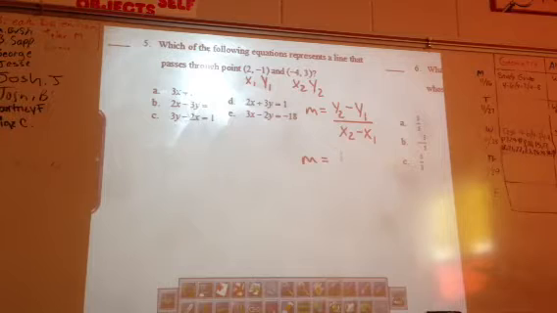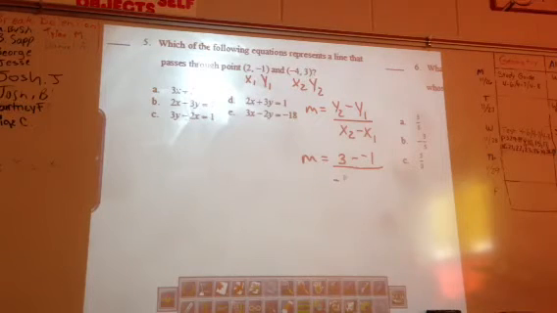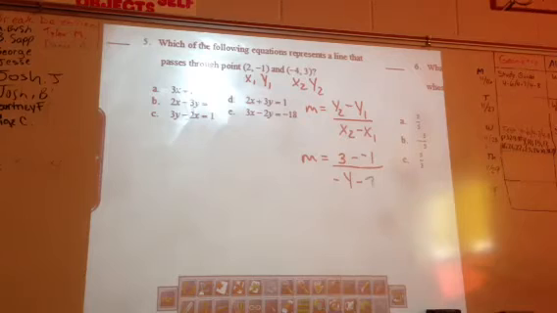In place of y2, we'll put 3. In place of y1, we'll put -1. In place of x2, put -4. In place of x1, put 2.